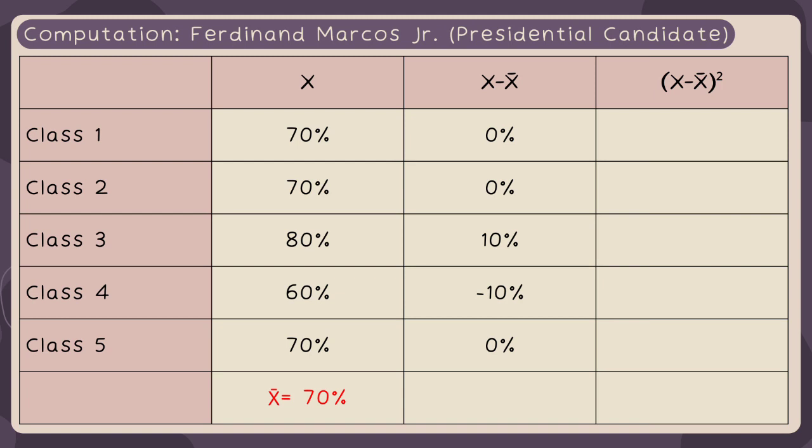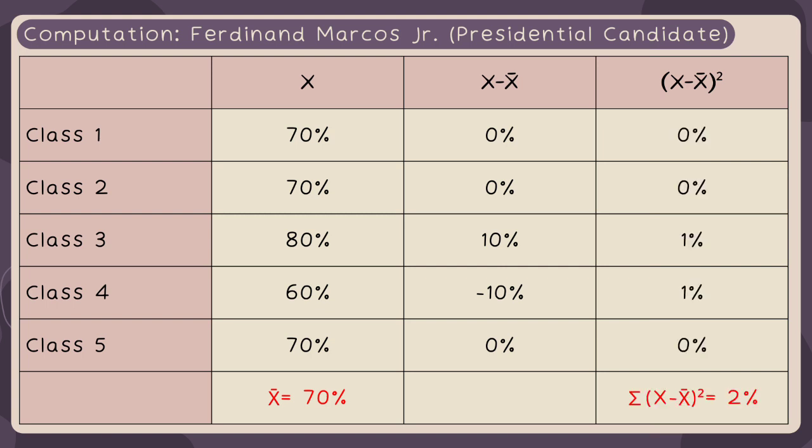Proceed to the next column. It is X minus sample mean. So, subtract the values on the previous column from the sample mean. Therefore, 70 minus 70% is 0, 80 minus 70% is 10%, 60 minus 70% is negative 10%, and 70 minus 70% is 0 as well.